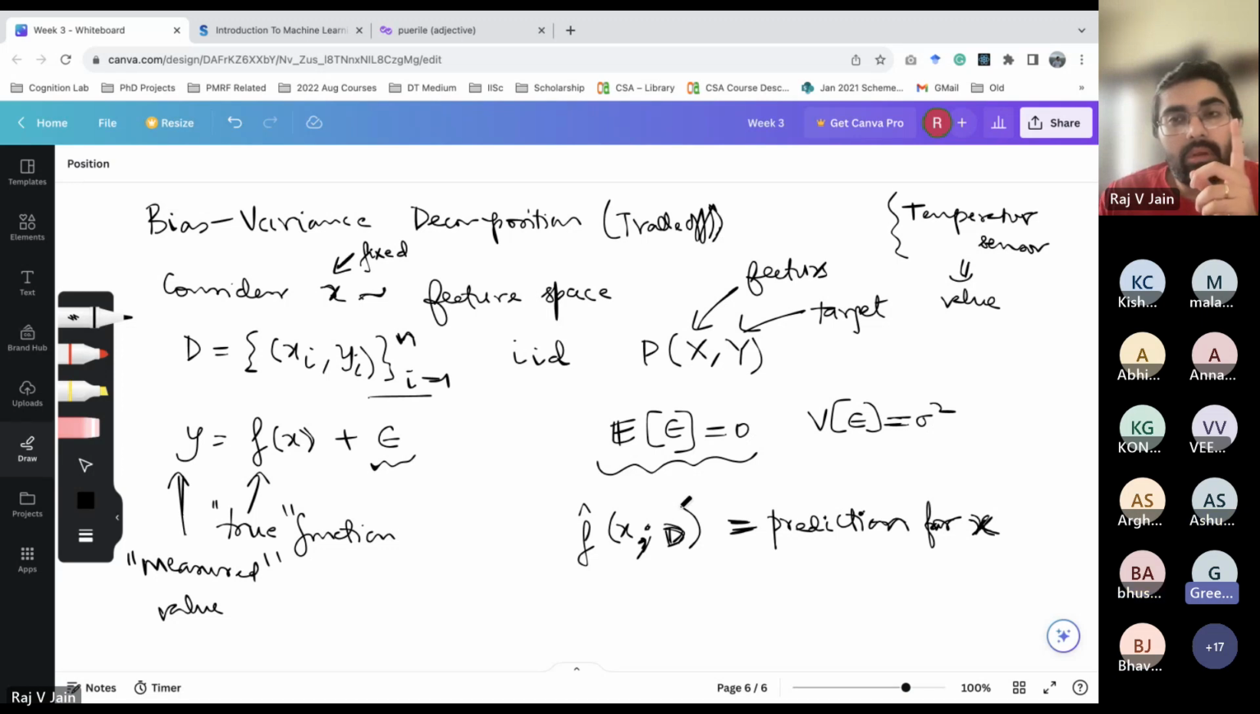Why do you consider x as fixed? That is a variable in any case. No, we'll take x as fixed for now, and then we'll see how to incorporate the randomness in x also. So for now, consider x as fixed, some value in the feature space.